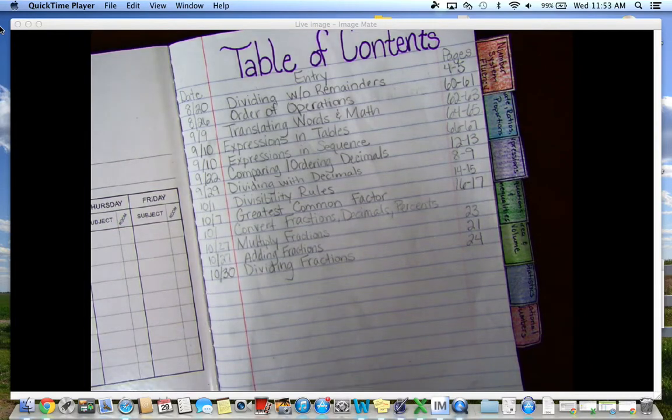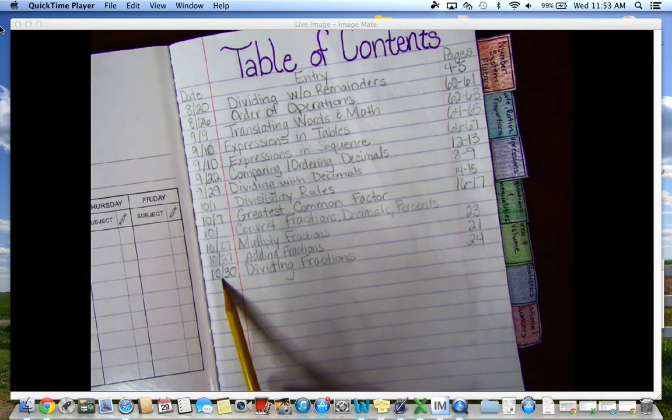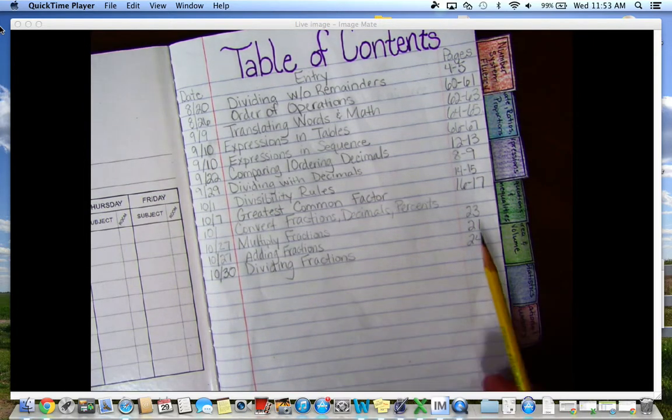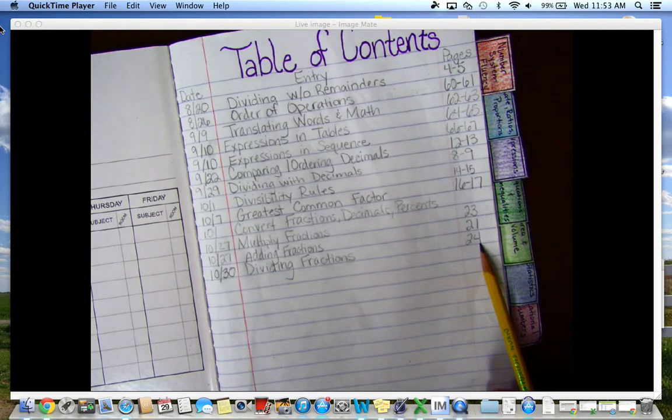All right, today we are going to make an entry for dividing fractions. We're going to do the steps like we did for multiply fractions. I would like you to add today's date, 10/30, dividing fractions, and page 24 to your table of contents.